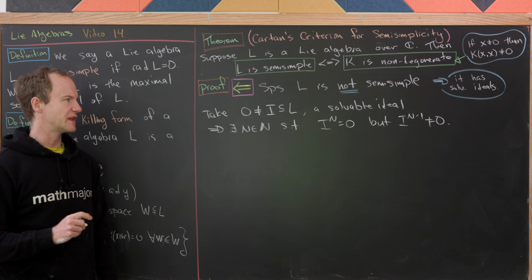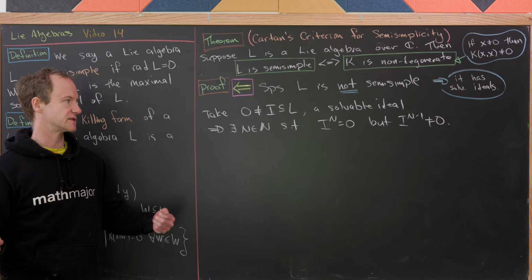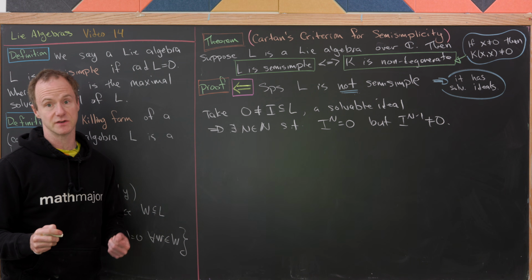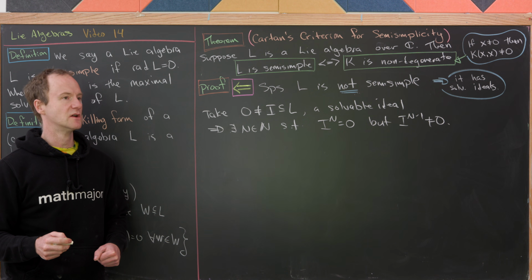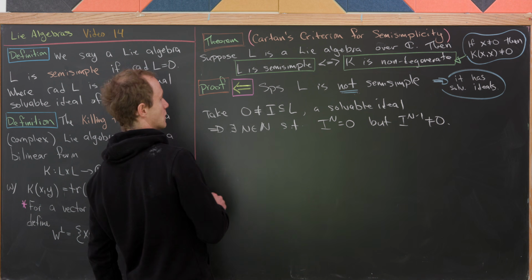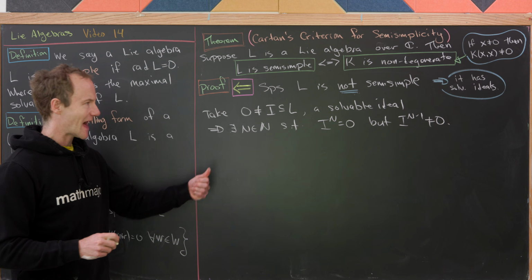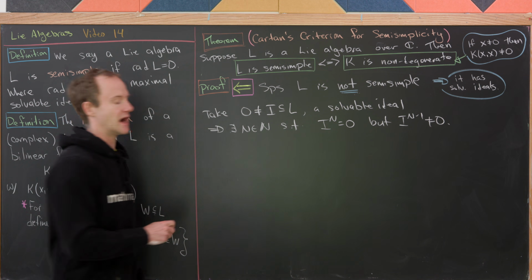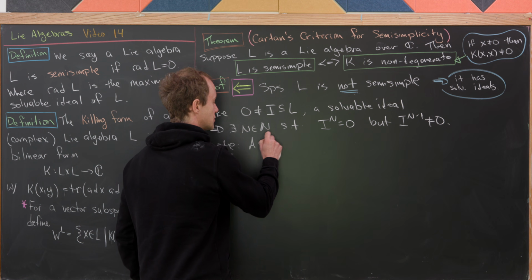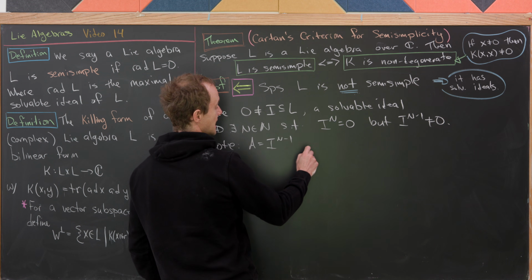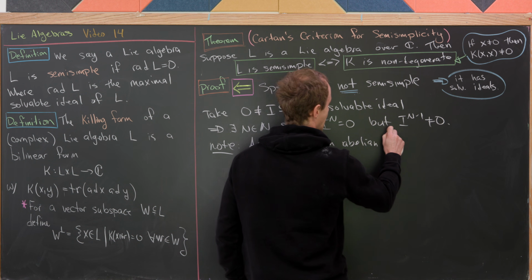Just recall the definition of solvability had to do with this string of ideals that we built by bracketing ideals with themselves. But now let's observe something that happens for all solvable ideals, or really for all solvable Lie algebras, and that is the last one of these is an abelian ideal. So let's note that here. Notice that if we set A equal to I upper n minus 1, it is an abelian ideal.